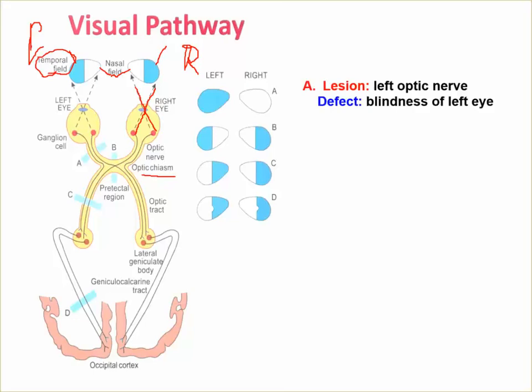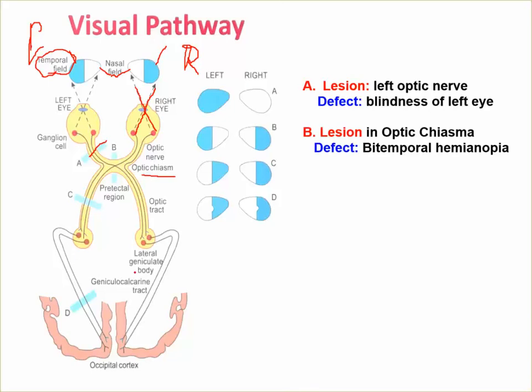If the lesion is here at level A, that means the left optic nerve is injured. It will be blindness of the left eye. If the lesion is at the optic chiasma, the nasal fibers from both the sides are affected, or they are cut, whereas temporal fibers are not crossing, so they are not affected. It will cause bitemporal hemianopia.